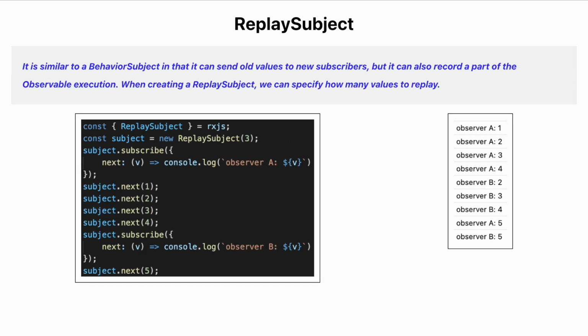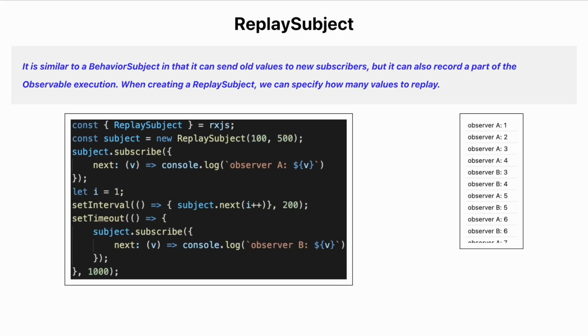ReplaySubject. It is similar to a BehaviorSubject in that it can send old values to new subscribers, but it can also record a part of the observable execution. When creating a ReplaySubject, we can specify how many values to replay. For example, here we are creating an object of ReplaySubject with buffer 3, that is, up to the latest 3 values will be sent to the new subscriber. Then the first subscriber subscribes to the subject. Then we feed values 1, 2, 3 and 4. Then the second subscriber subscribes to the subject. The second subscriber receives the values 2, 3 and 4.